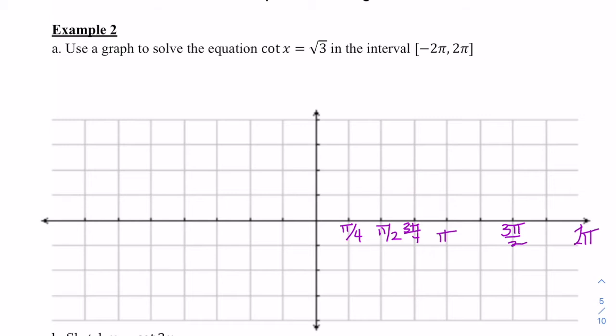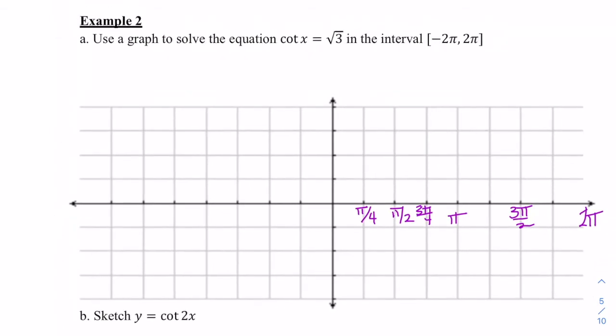So we're looking between the interval negative 2 pi, so I'll have negative 2 pi over here, to 2 pi. So let me just label these here. And we'll put this is pi, and we'll put this is pi over 2. And these are all negative. Okay, and essentially each of those spaces is a pi over 4.